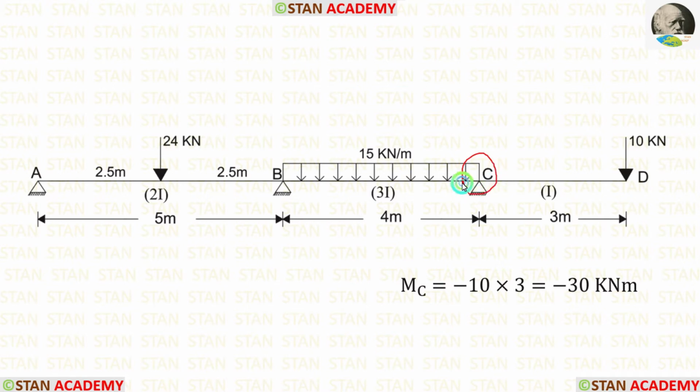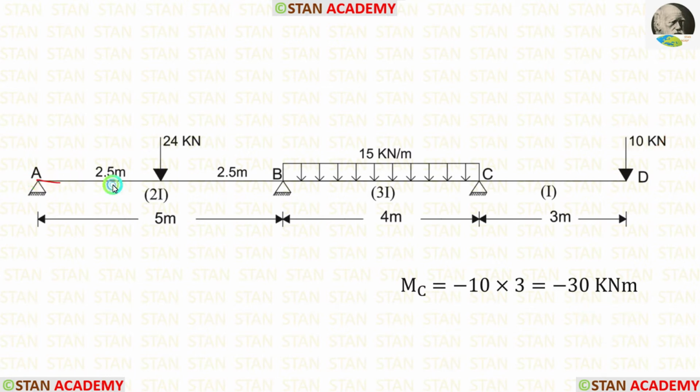At the point C, we can easily find the moment because on the right of C, there is an overhanging span. To find MC, we have to multiply the load 10 kN with the overhanging distance 3 meter. When we do that, we are getting MC. When we find moment in this way, we have to always apply a negative sign with the load so that we will get a negative moment.